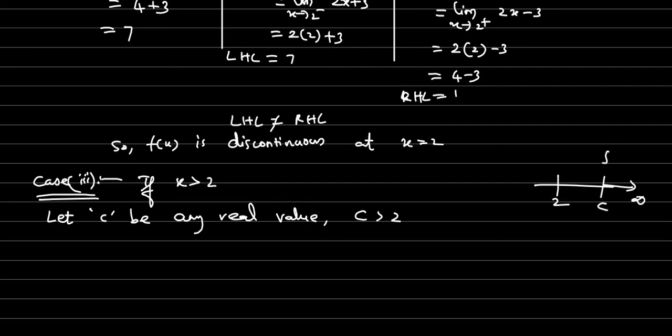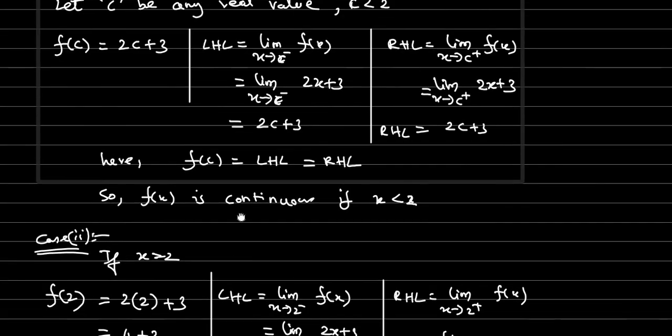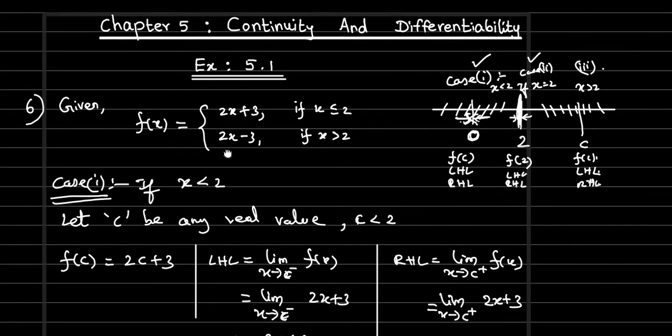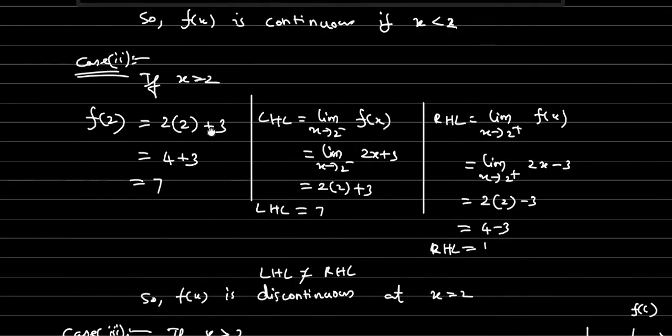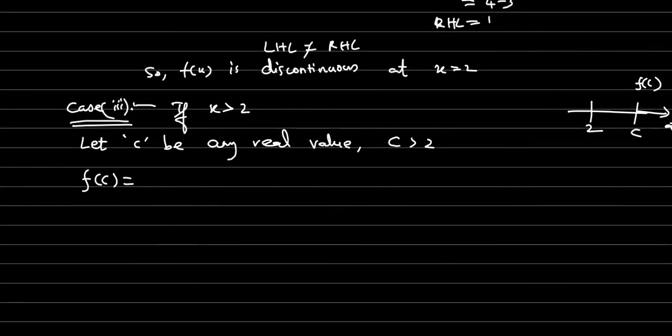So now f of C we have to find out. What is the condition, C should be greater than 2. If it is greater than 2, which function is suitable? 2x minus 3. Here what is the input? C. So 2c minus 3. Now close values of C on the left hand side as well as the right hand side are also greater than 2. So for both limits, we are again going to use the second function only.